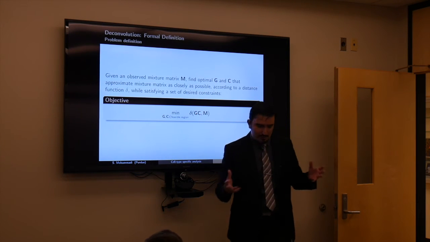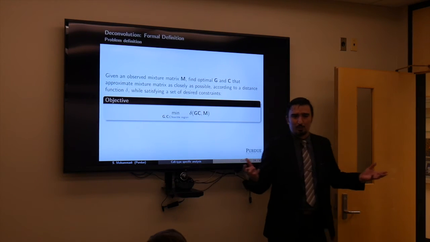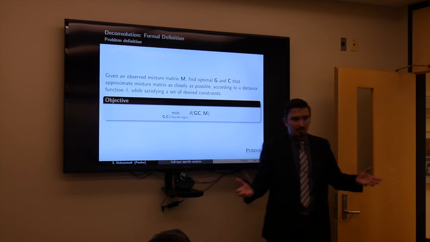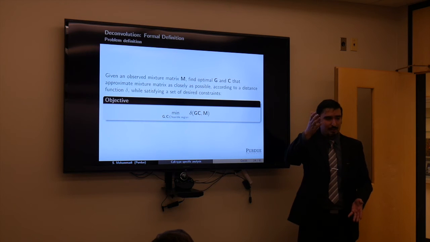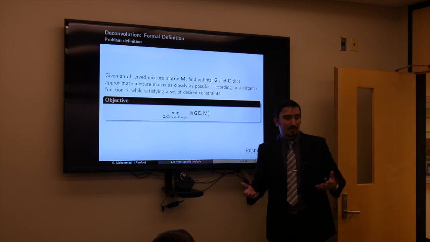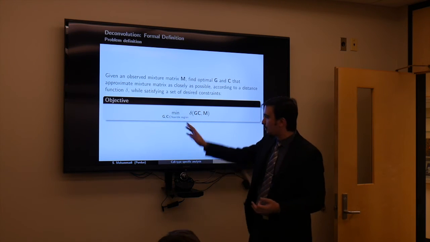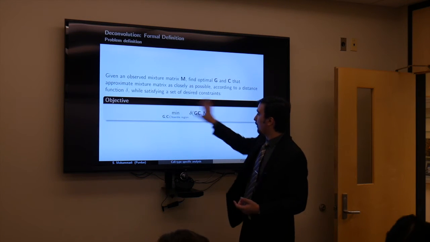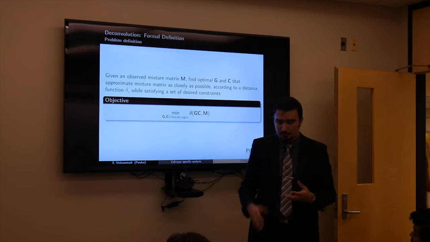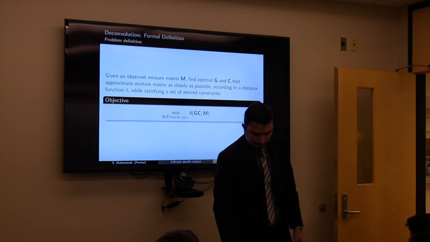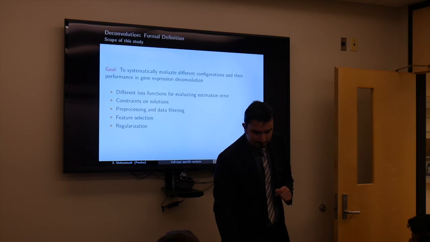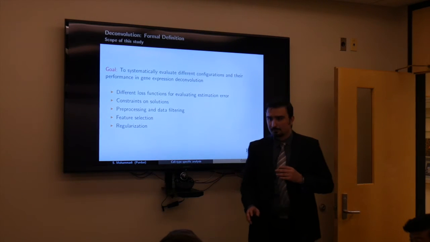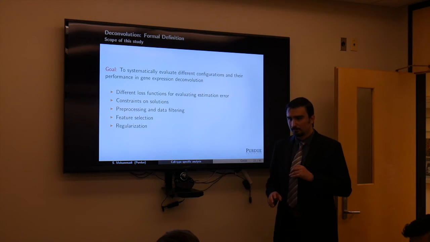And there are some restrictions on G and C. For example, we don't want fractions to be negative. Also, hopefully we want them to sum to 1 so we can interpret them as fractions or percentages. So there's a feasible region there, and we want to look at that region and find a good G and C that satisfies that property.